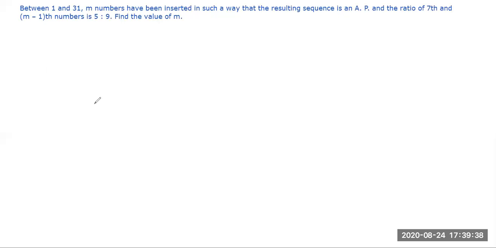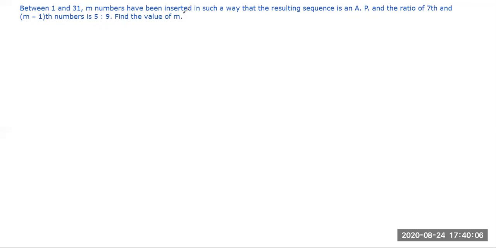Now he says, between 1 and 31, M numbers have been inserted. Ishma, please read it. Between 1 and 31, M numbers have been inserted in such a way that the resulting sequence is an AP, and the ratio of the 7th and M minus 1th numbers is 5:9. Find the value of M.